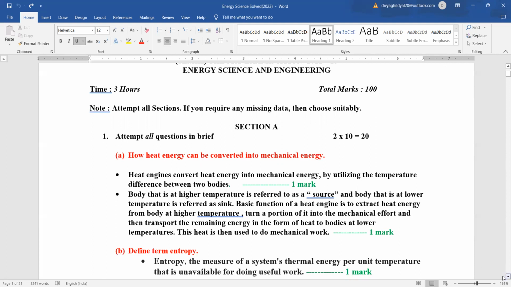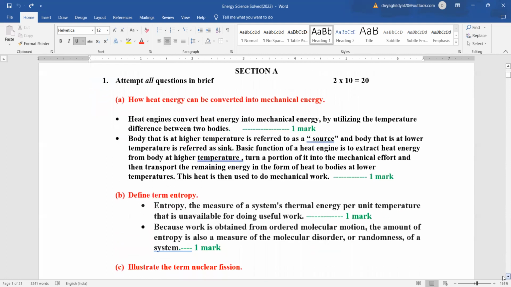What is the first question? How heat energy can be converted into mechanical energy. This is done with the help of heat engines. You are very familiar with them. You must have done numericals also. So heat engines convert heat energy into mechanical energy, and they utilize the point of temperature difference while doing this work.